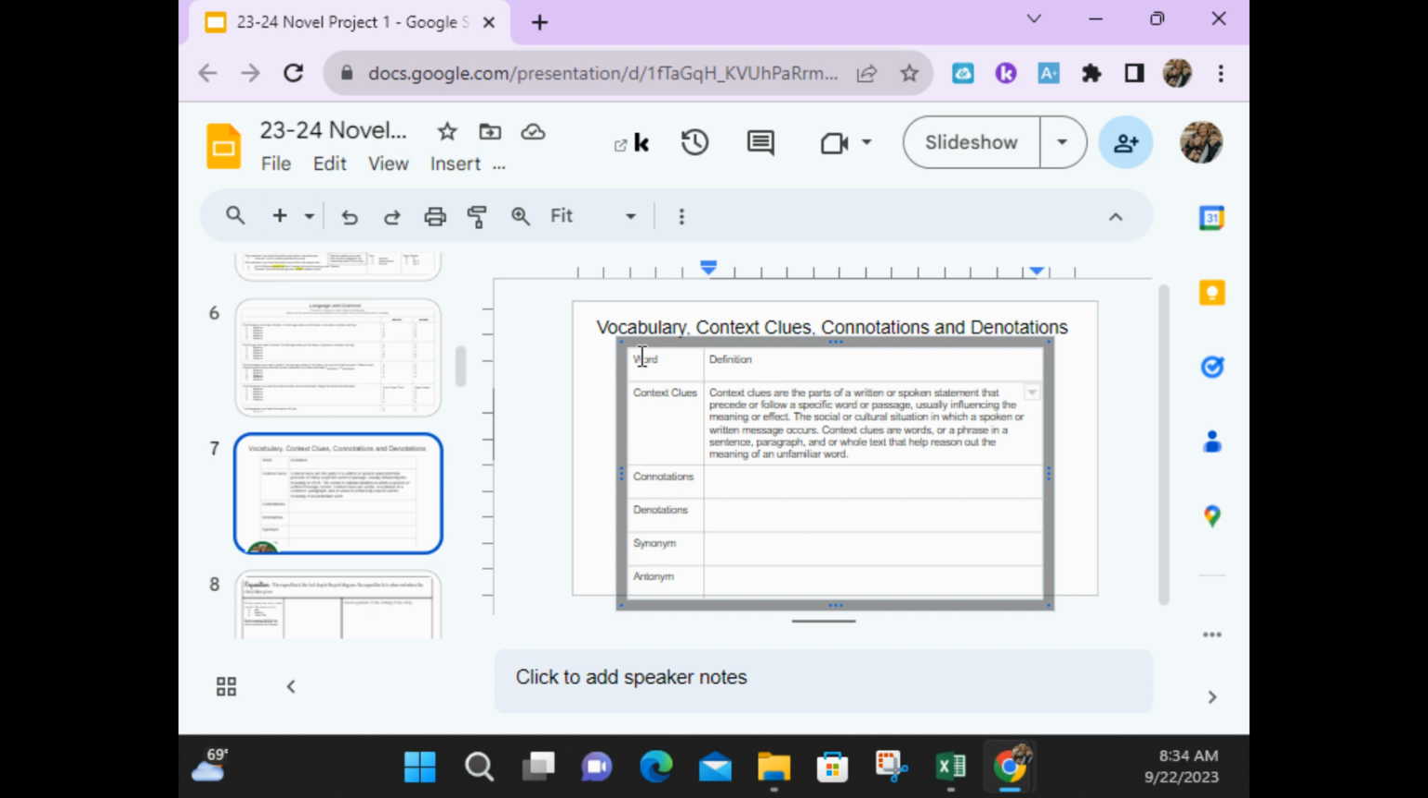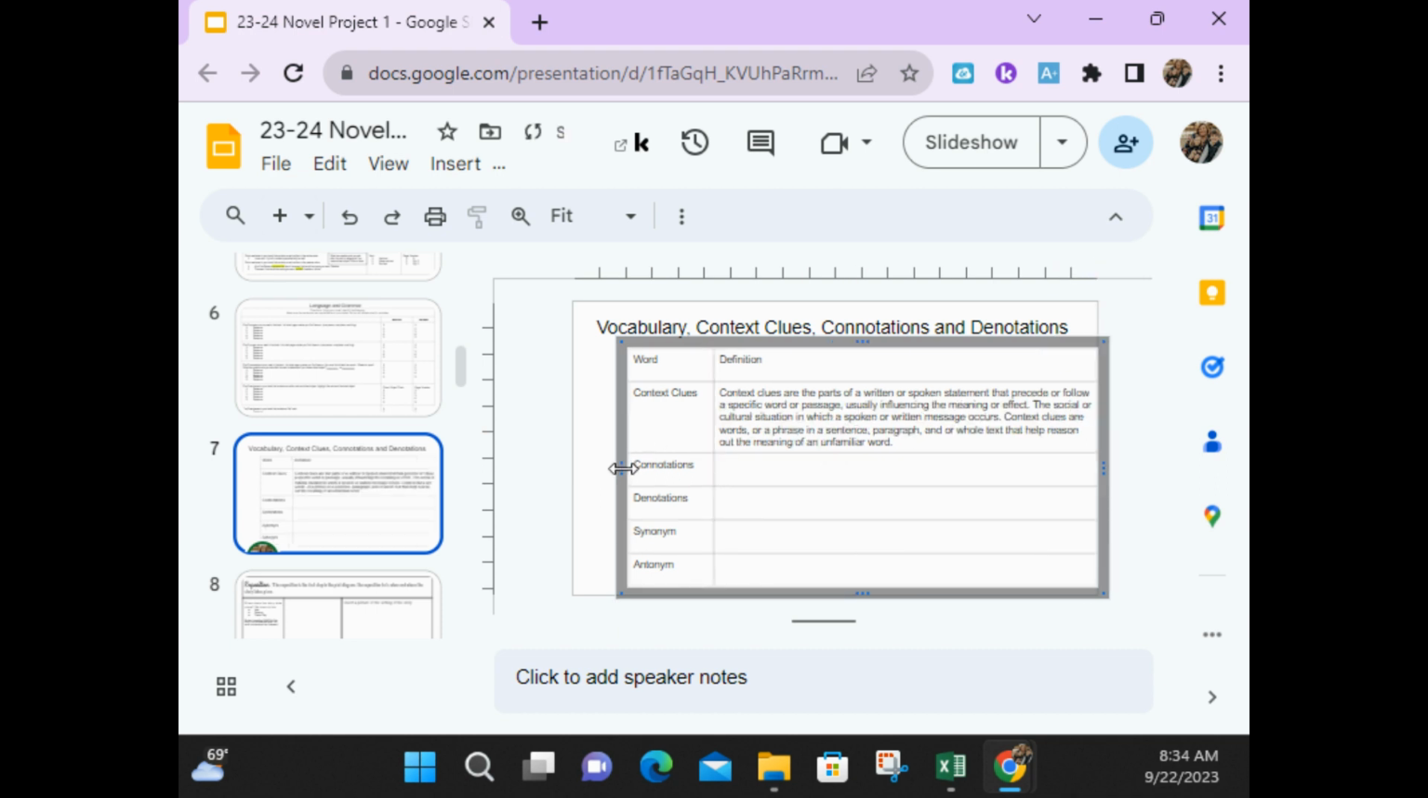Are y'all with me? I want the definition to be in a complete sentence. All right? So, just like I did context clues, I figured out how to write it in a complete sentence.